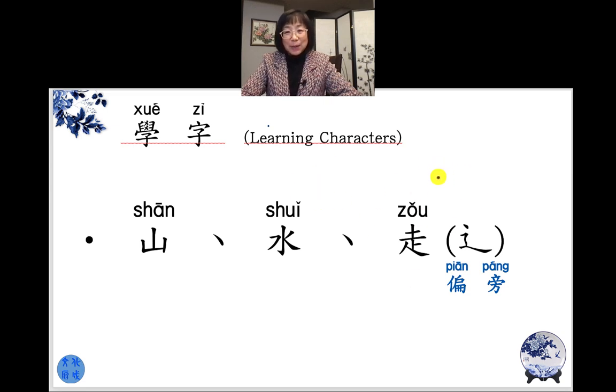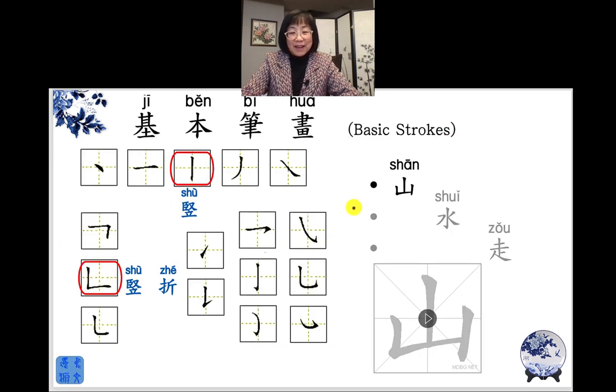Last one. Zou, also third tone. 走. The Z, you can imagine somebody is making a drilling sound. So, z, z, 走. This one in the bracket is the 偏旁 of 走. It's a left and bottom 偏旁.